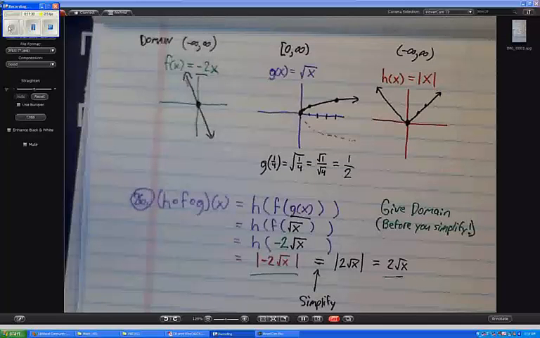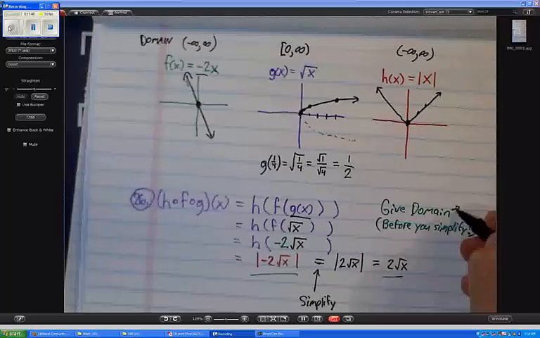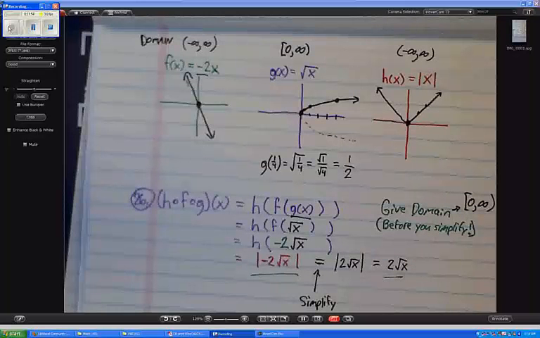We can't put in any negatives, right? Now sometimes when you simplify, you'll get something that it looks like you could put in negatives. You have to kind of remember where it came from. So what would be the domain in this example? I guess I would list it as 0, infinity. Okay? That's the domain of h of f of g of x.